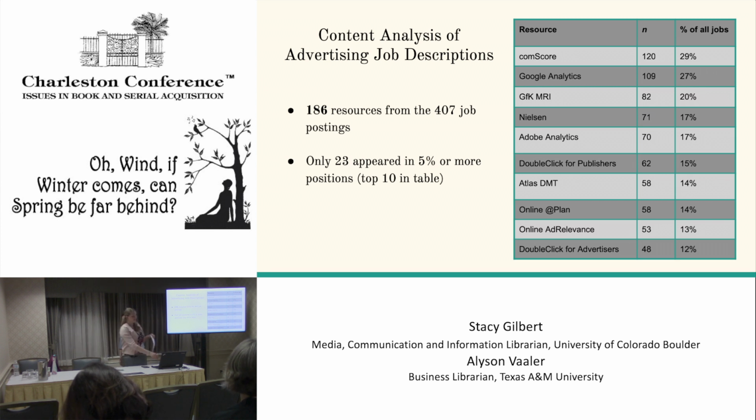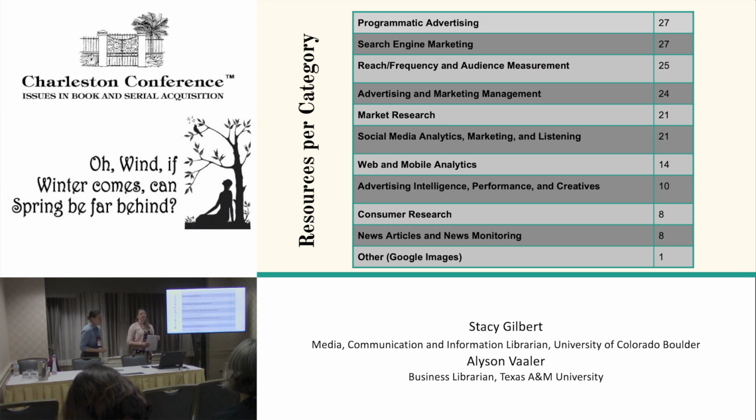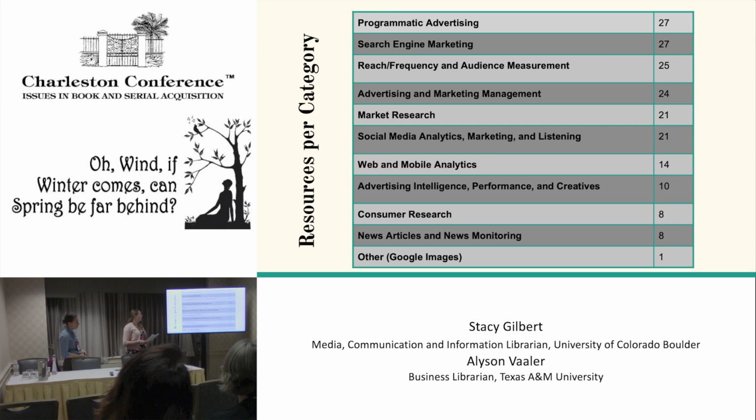To make better sense out of these 186 resources, we developed different categories. We found a really wide breadth and range of resources that these different agencies were using. To get a better handle on what these different types of information resources were doing and what their function was, we created these categories. So things like programmatic advertising, search engine marketing, and reach frequency and audience measurement were all categories that we created to make better sense of these trends.